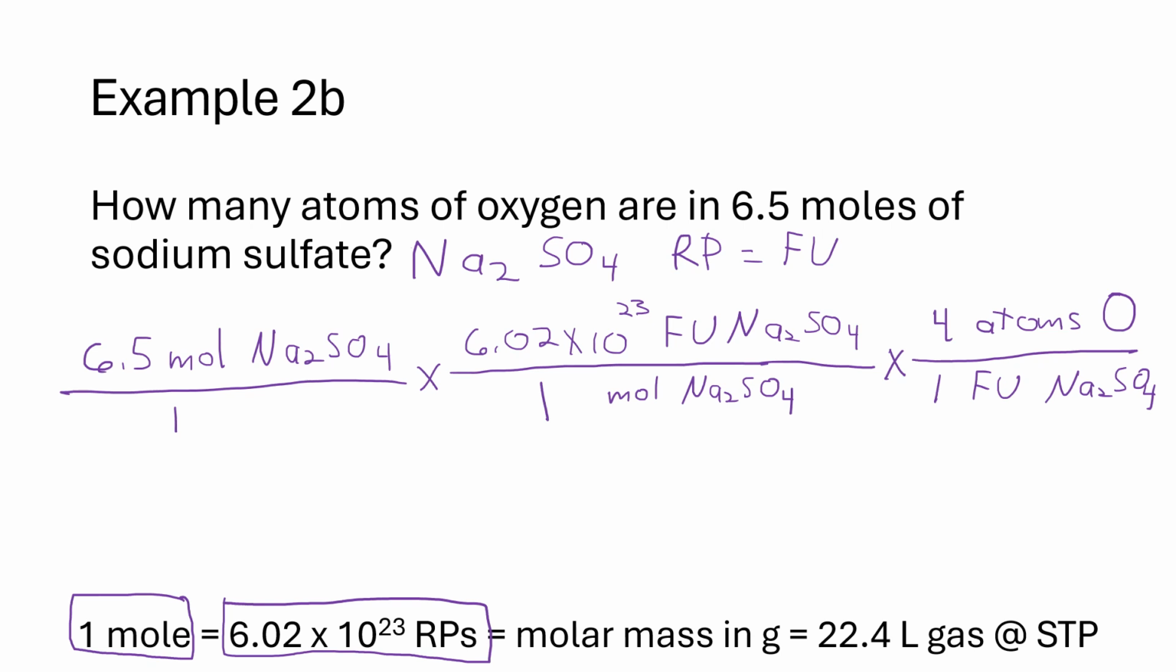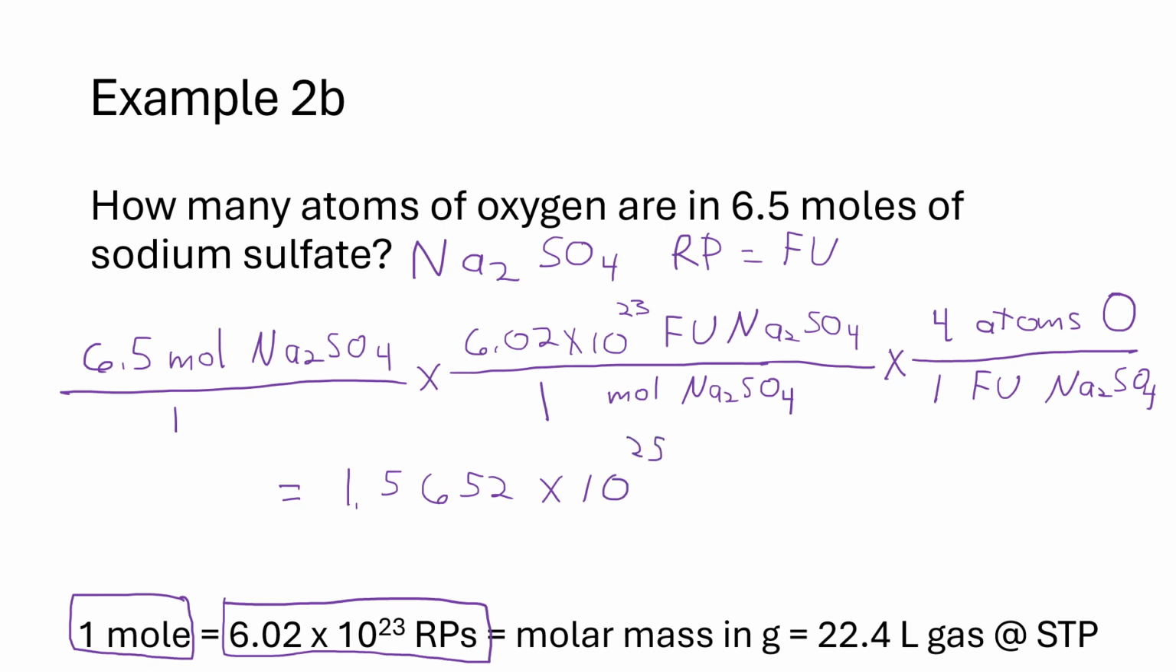I don't have to divide by any of those because dividing anything by 1 doesn't change the value. So what I need to do on my calculator is 6.5 times 6.02 EE23 times 4. And that's going to give me an answer of 1.5652 times 10 to the 25th.